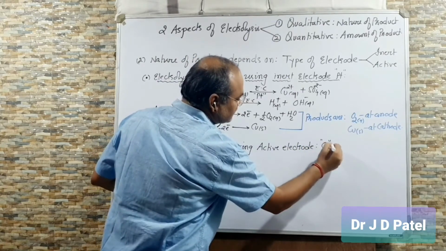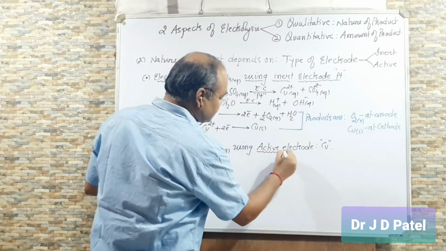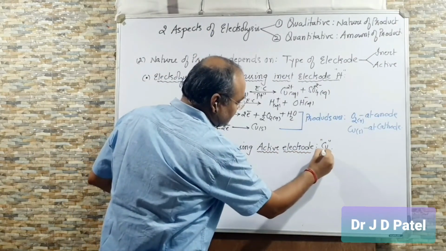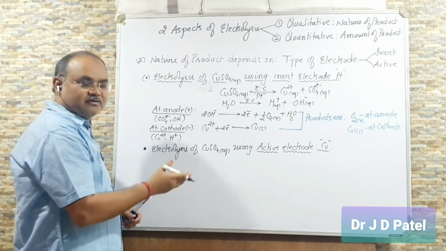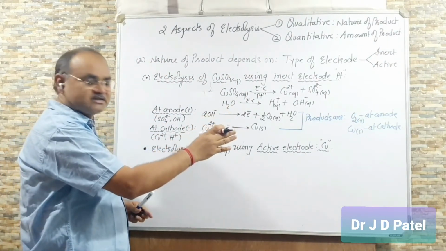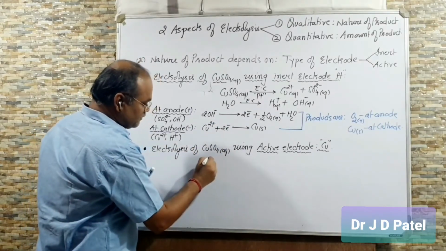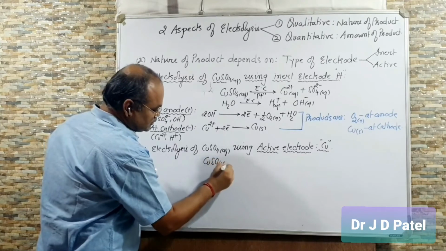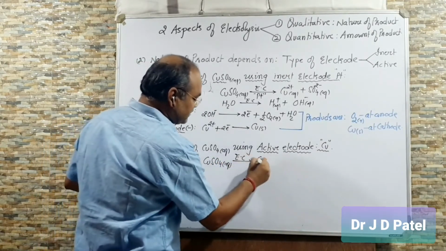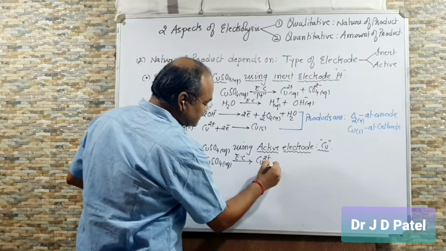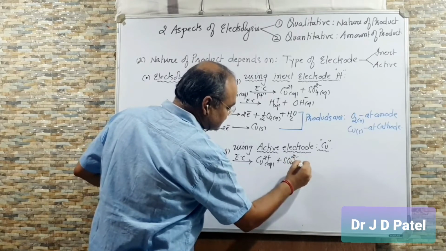Copper itself. The electrode this time which we are using is an active electrode, an active electrode which itself undergoes oxidation, we know. So what will happen here? On electrolysis of aqueous CuSO4, by passing electric current, we get Cu2+ (aq) plus SO4 2- (aq).